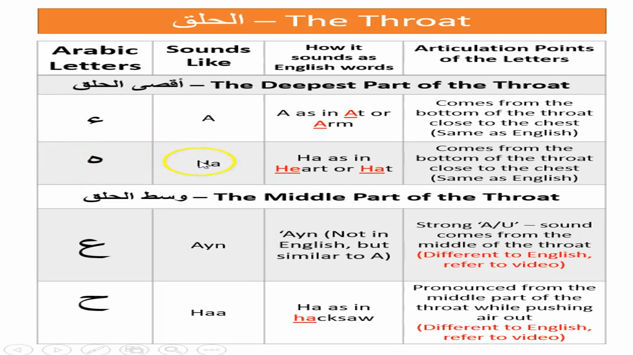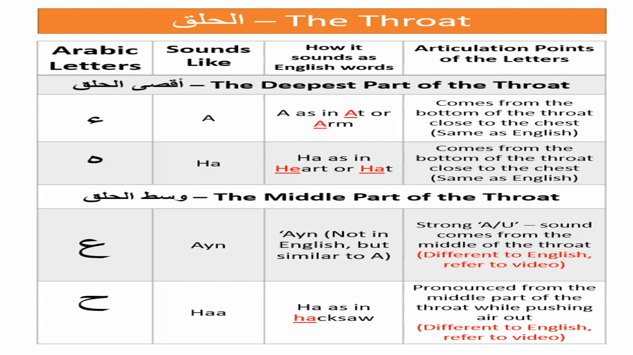And the other letter which comes from Aqsa al-Halq, the deepest part of the throat, is ha, and it's like heart or hat. It's actually similar to that, and I'll put same as English just to make it a little bit easy for you, but it comes from a deeper part than English H. It comes from right at the bottom, close to the chest. And when you say ha, you can actually feel your chest vibrate.